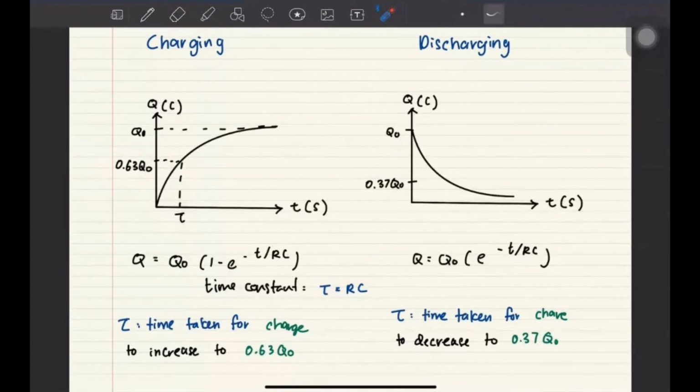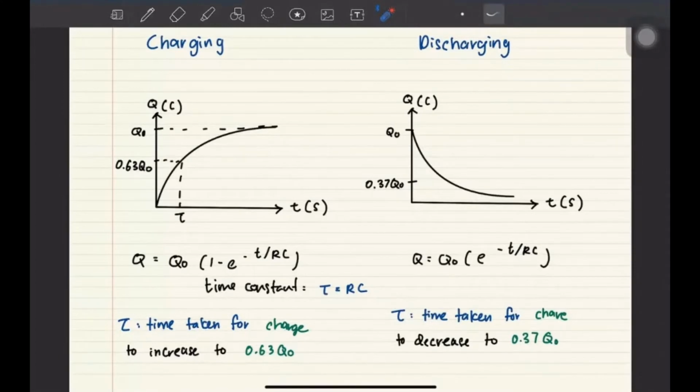Cara nak kira tau senang resistor darab kapasitor. Contoh macam tadi circuit saya tu ada resistor dan kapasitor kan. So you just multiply, you should get the values for tau. Okay. And the value for tau is in second sebab dia adalah time constant. Time so it will be in seconds lah.